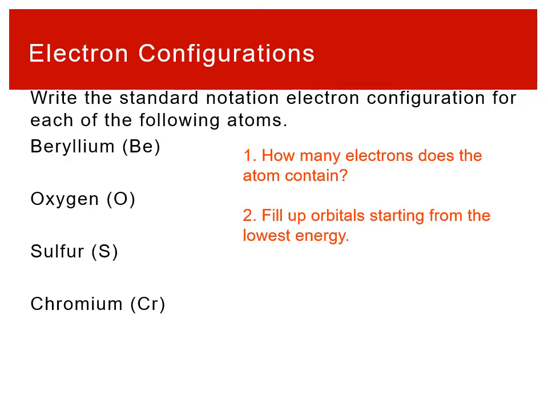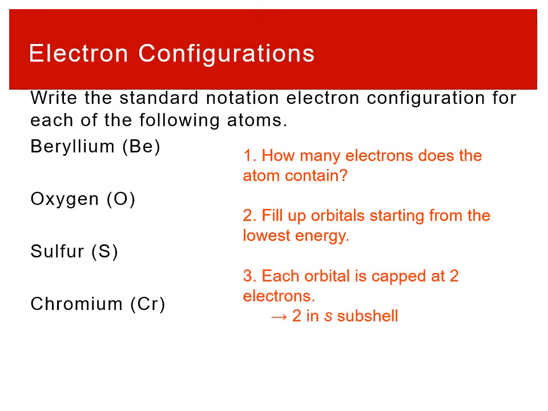And then I just fill up the orbitals starting from the lowest energy. I determine that energy ordering based off the Aufbau ordering. We don't need to memorize those subshells. We just fill up those subshells starting from the lowest energy. Each orbital is capped at 2 electrons. So in an s subshell, because there's 1 orbital, 1 times 2, 2 total electrons. In a p-type subshell, 3 orbitals, 2 electrons per, gets me 6. In a d-type subshell, 2 electrons per orbital, 5 orbitals, gets me 10.